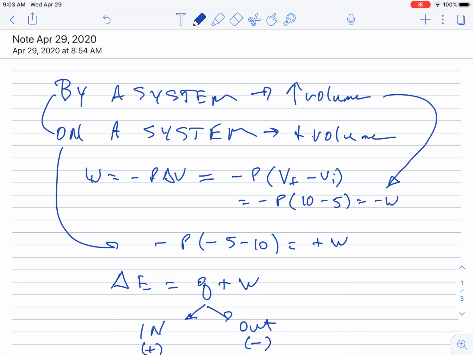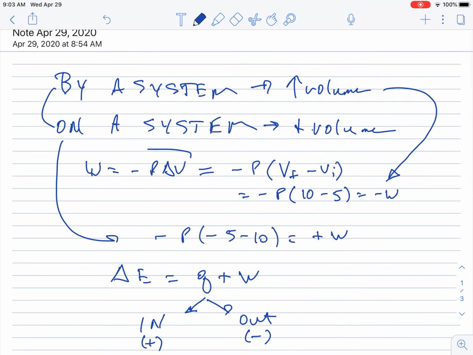So when you look at this idea that work equals negative P delta V, the whole key to this is whether work is done by a system or work is done on a system. If work is done by a system, that means it's expanding, it's getting bigger, you're increasing the volume. If work is done on a system, then you're smashing it together and it's becoming a smaller volume.